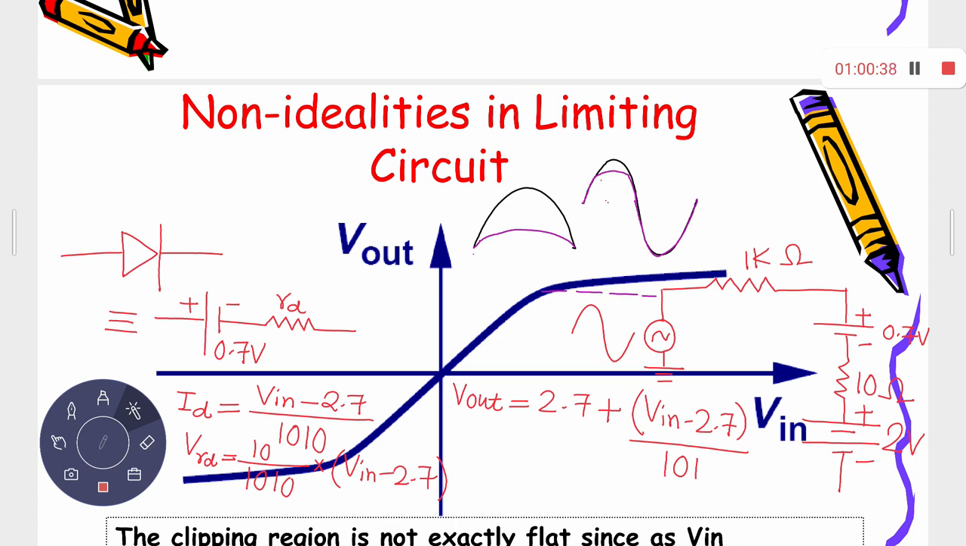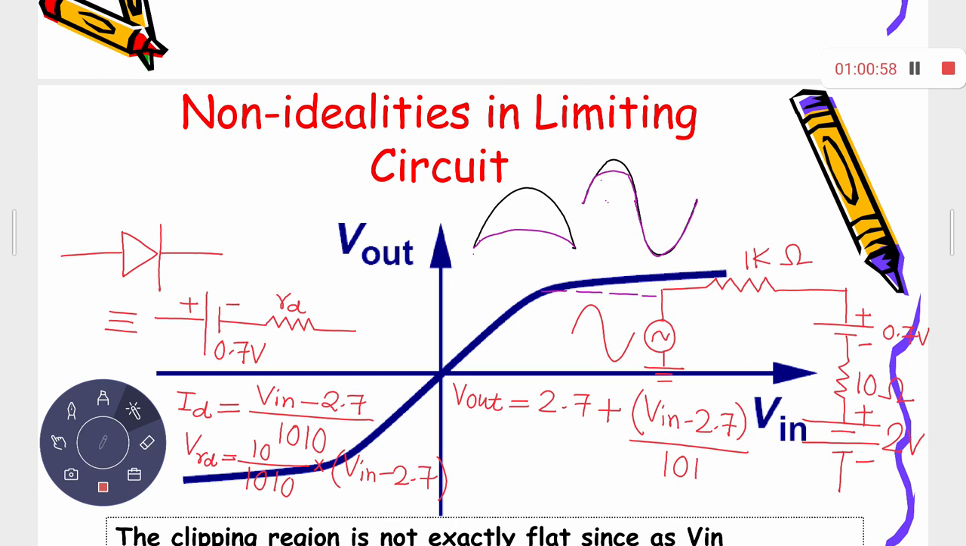So it should be slightly more than that because of that resistance. Even when the diode is off, the output should be slightly lesser than the input because of that resistance. If you plot V out equal to some constant into V, it's not exactly equal to V. So that slope might not be 45 degrees.